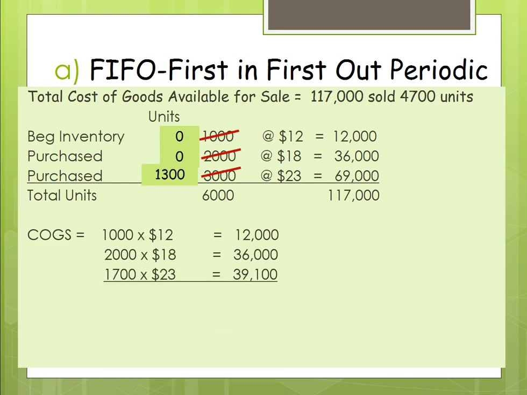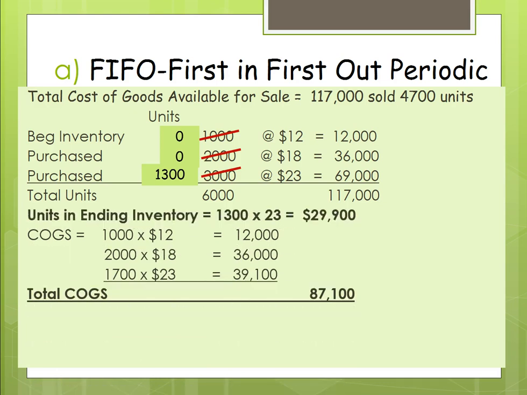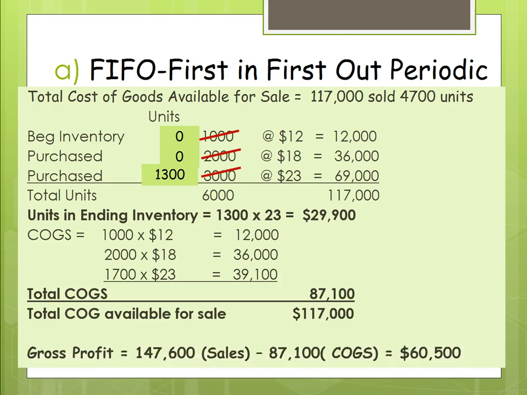And that now gives me my total cost of goods sold. And my ending inventory is going to be 1,300 times $23. Again, when I add these two together, I get my $117,000. And my gross profit is going to be the 87,100 minus the 147,600, which gives me a gross profit of 60,500.